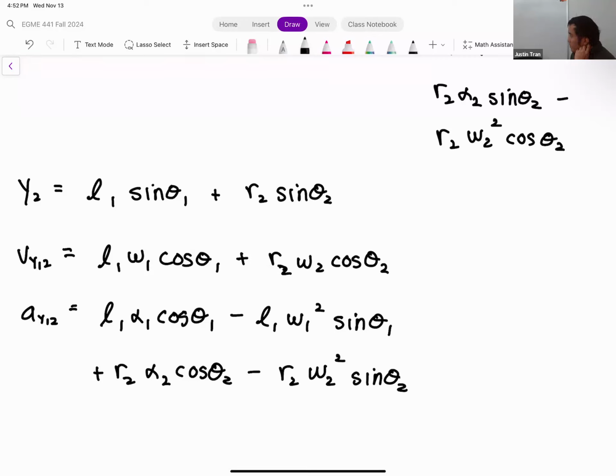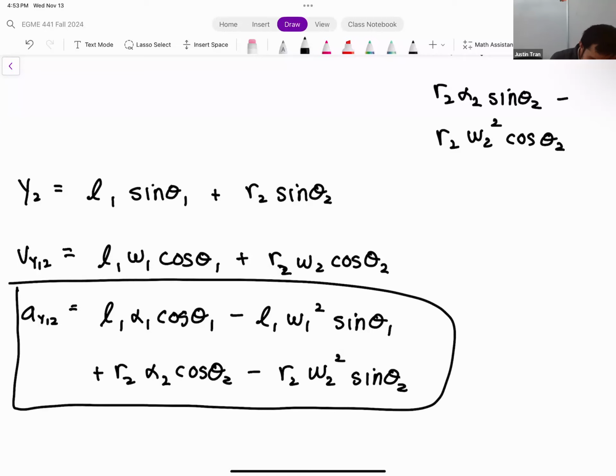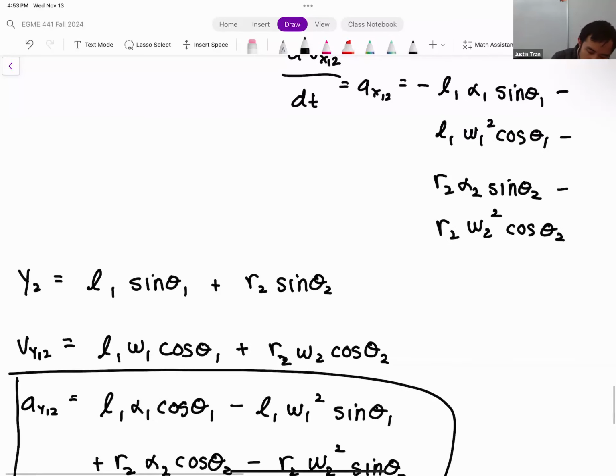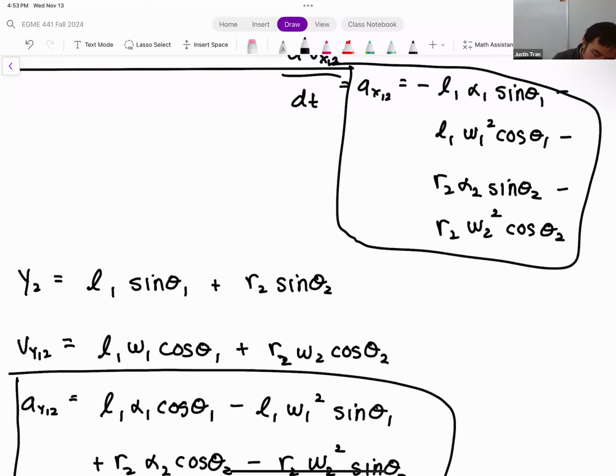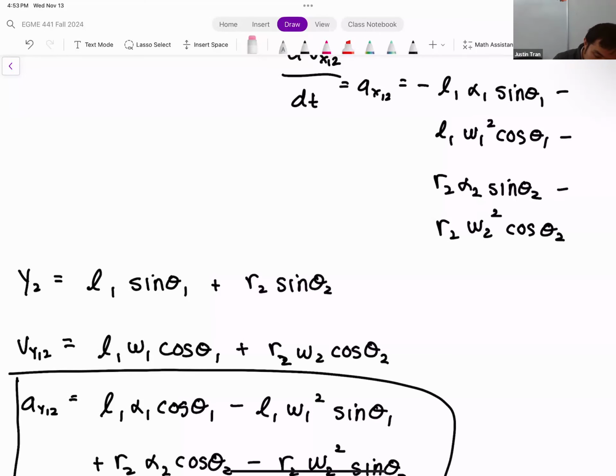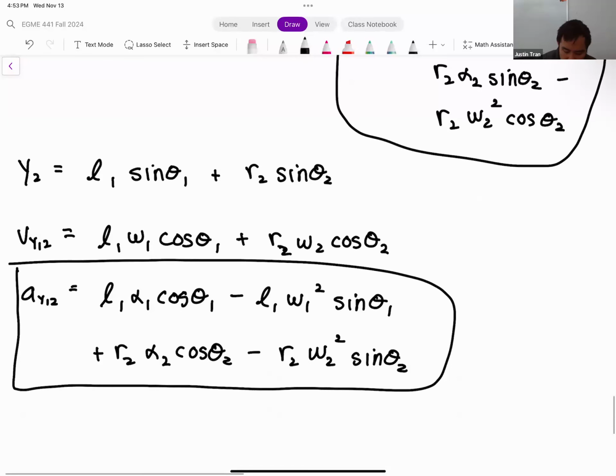Again, these equations end up very, very long, and there's a lot of data and a lot of expressions that go into a dynamics analysis. Just like we did with the lower leg, what we would do is take this ay2 as well as this ax2, and plug both of these expressions back into our equations of motion.